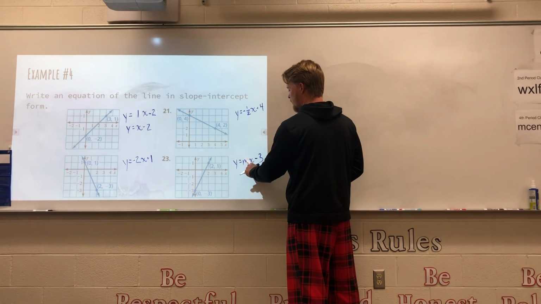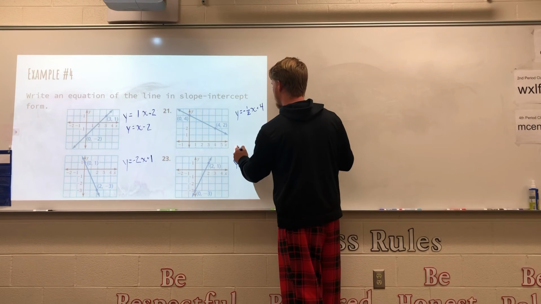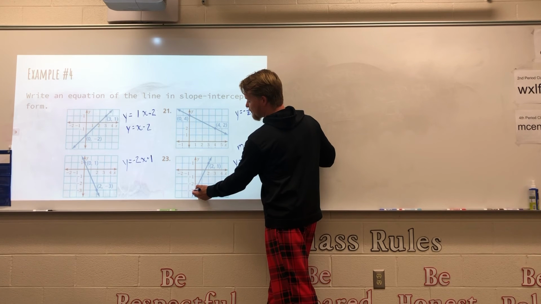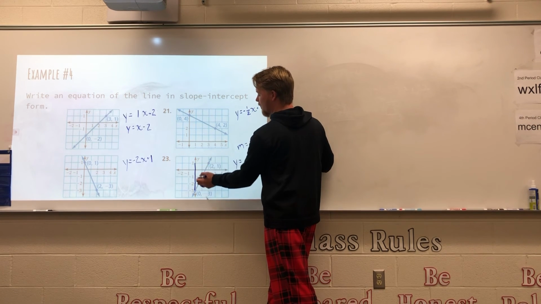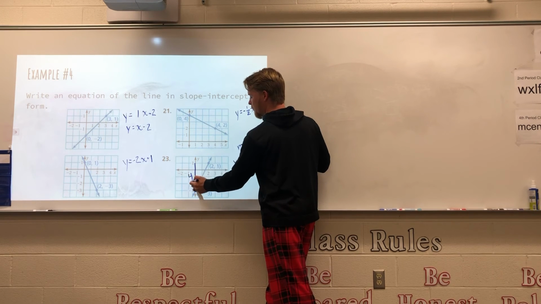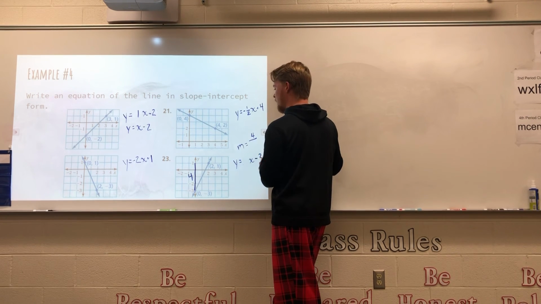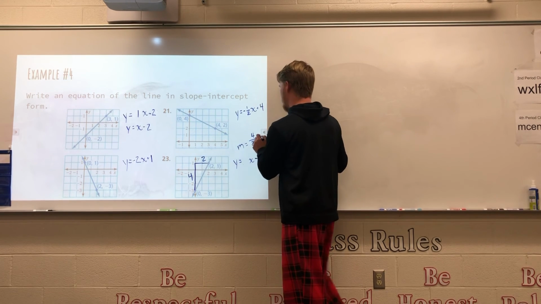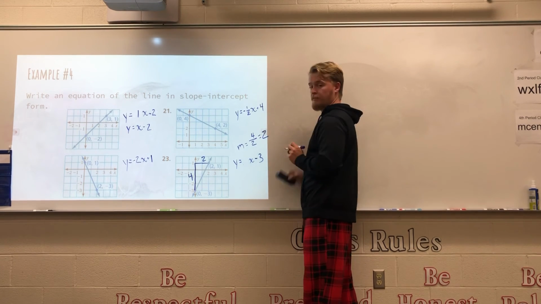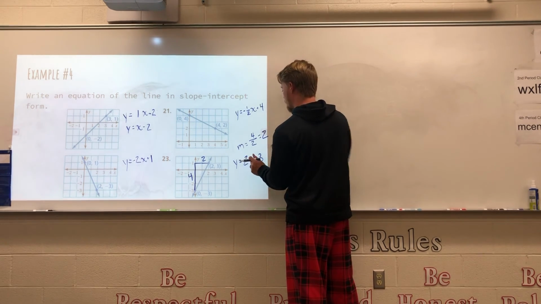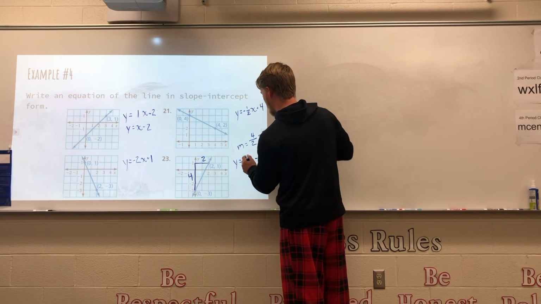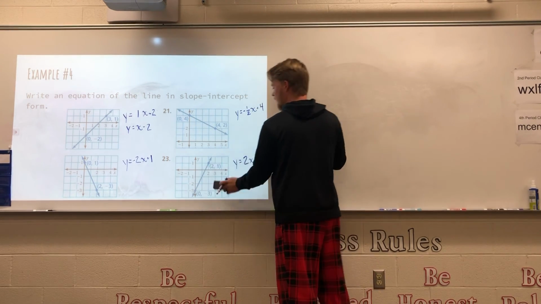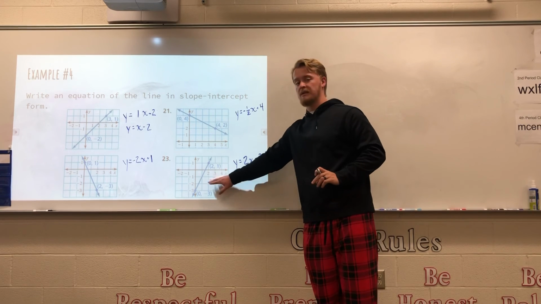Your m, remember that is your slope. So I need to find m, which is rise over run. So I'm going to rise from this point, 1, 2, 3, 4. Since I was going up, that's positive 4. So I'm positive 4 on the top. Over to the right, 1, 2, positive 2. And then you can reduce, 4 divided by 2 is 2. So therefore, y equals 2x minus 3. That's the equation that goes with this graph.